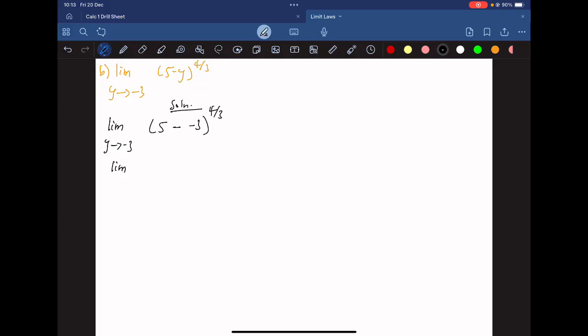So you have limit as y approaches negative 3. Now negative and negative will tend to be positive, so that just leaves you with positive 8 to the 4 over 3. So this is the same as, note, since we have a denominator of 3 here, we want a number that if we exponent it by 3, we get 8. And that number is 2. So 2 exponent 3 times 4 out of 3. This cancels that. So you have limit as y approaches negative 3 of 2 to the power of 4.